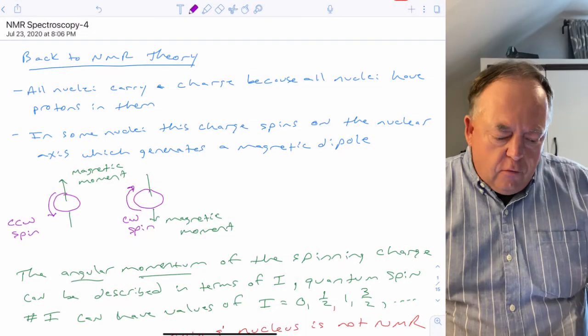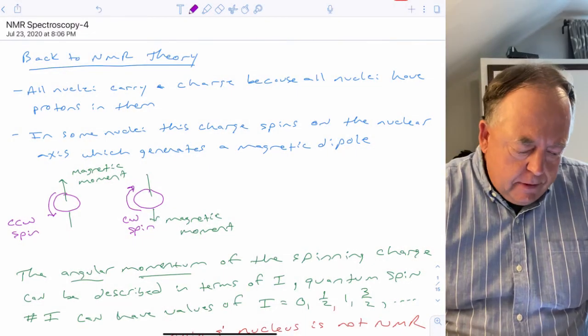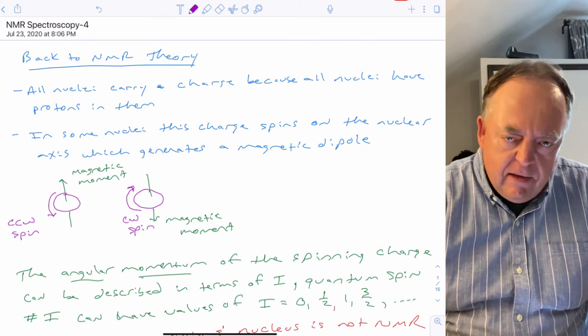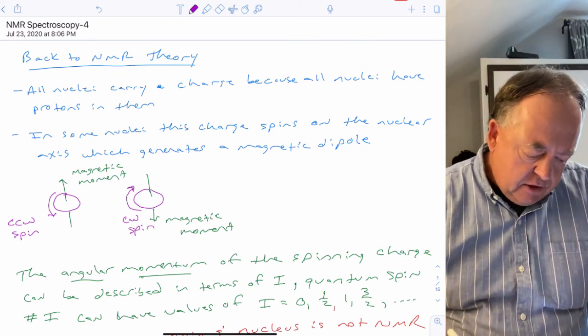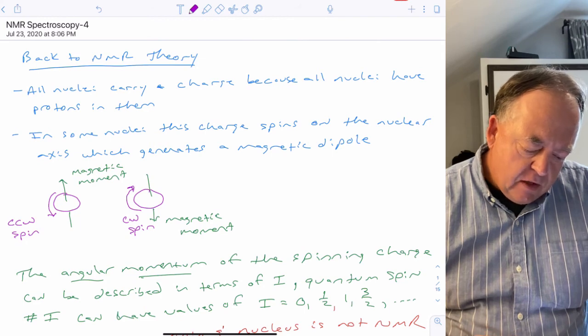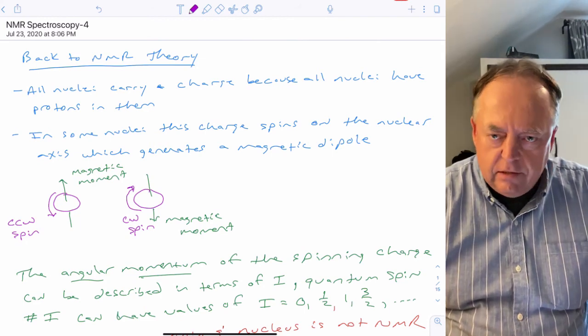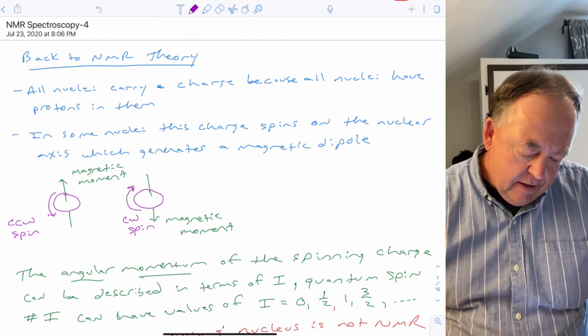Okay, so this will be the fourth lecture over NMR spectroscopy. In this one, we're going to go into a little bit more depth into the theory. So we talked about some of the basics before. All nuclei carry a charge because they have protons in them, so they're all positively charged.